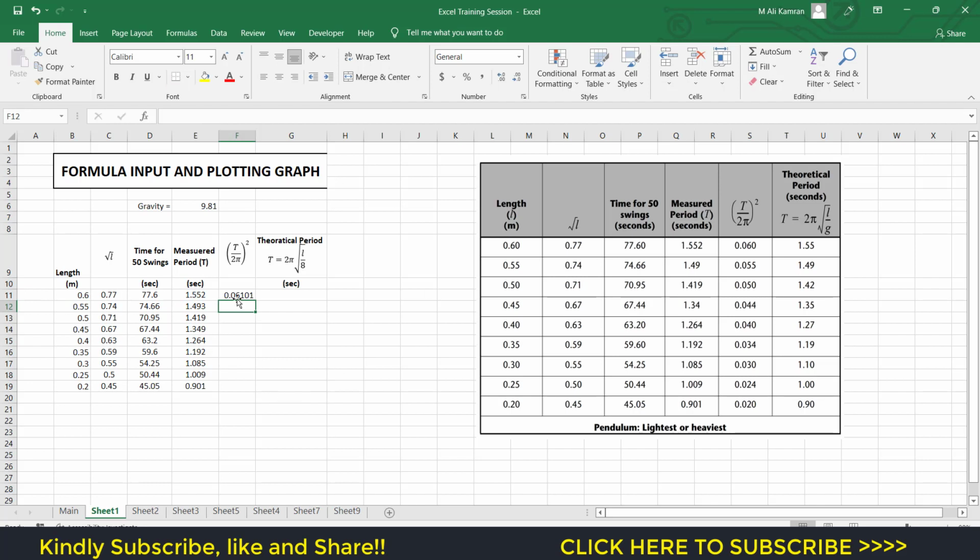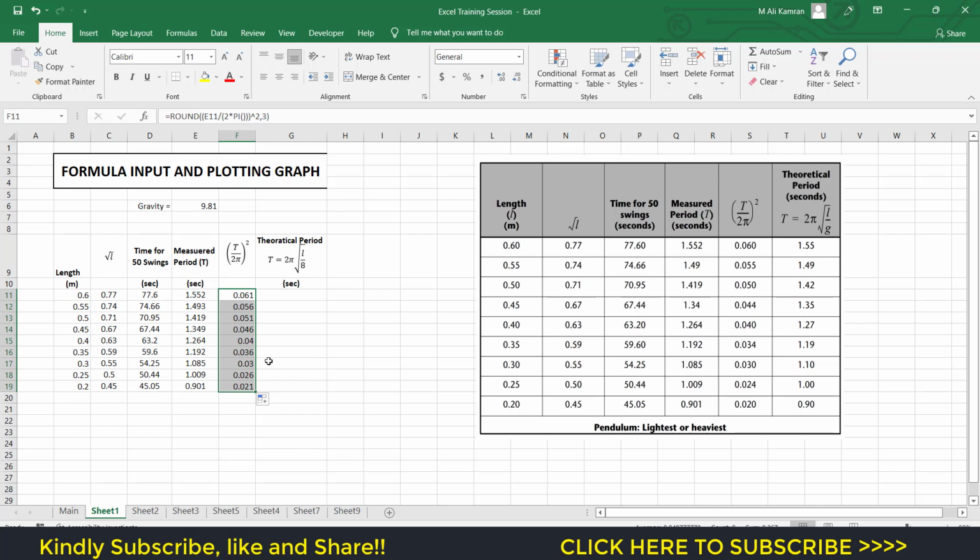So now this is 0.06101. Again, this is t value E11 divided by 2 pi. So we need to put 2 into pi in separate brackets, right? So we have that value, 0.060. Again we need to round this, right? So let me write again, we need to edit this. Let me write round, only round. So this is 0.061, and now double click.